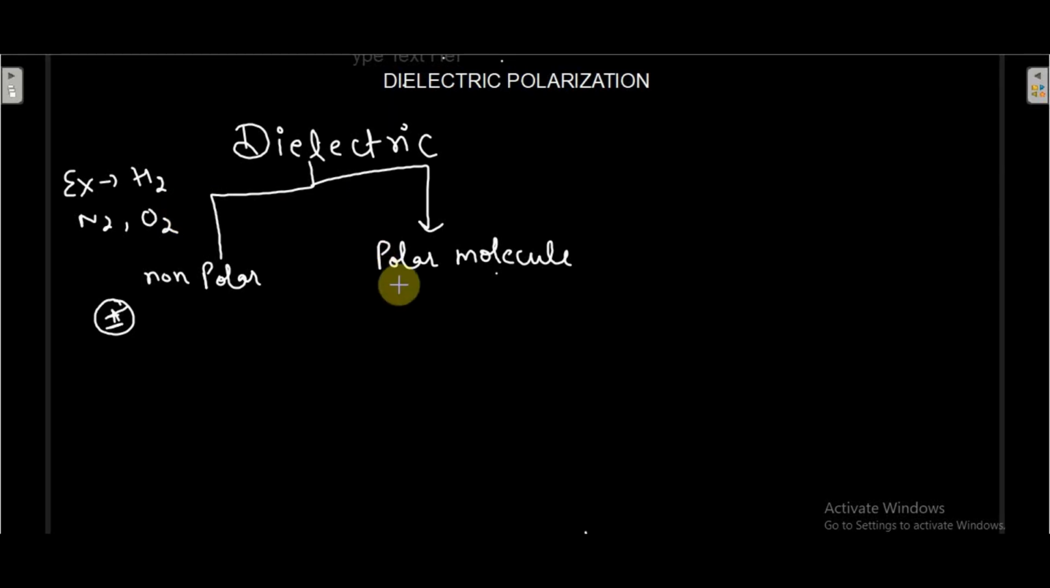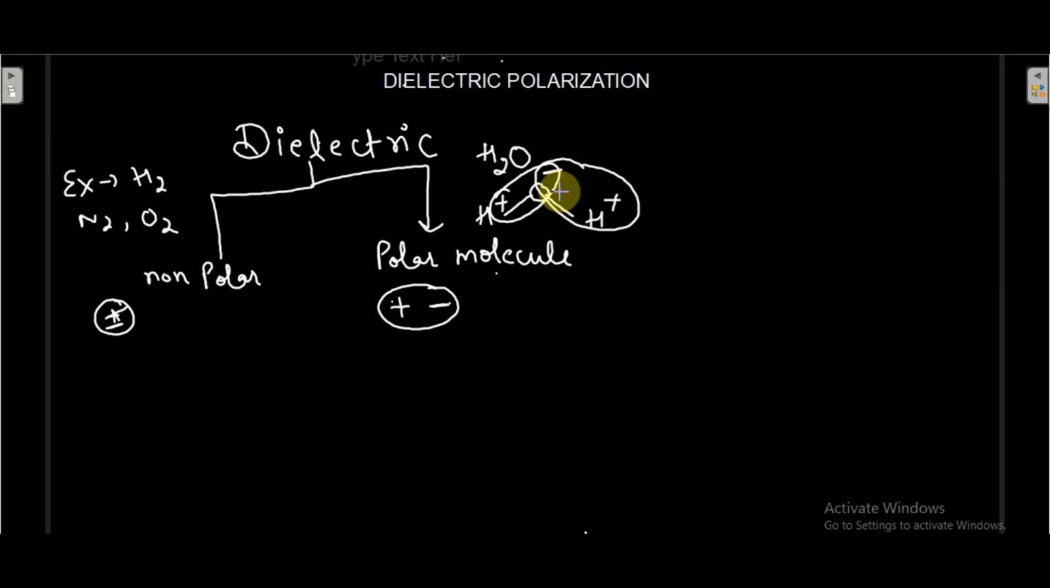Similarly, in polar molecules, the charges arrange themselves in the shape of a dipole. Positive and negative charges are separate in polar molecules. For example, we can take water, H2O. Oxygen is on one side and hydrogen on the other side, and a third hydrogen. Hydrogen has a positive charge and oxygen has a negative charge. In this way poles are formed, and that's why we call these molecules polar molecules.